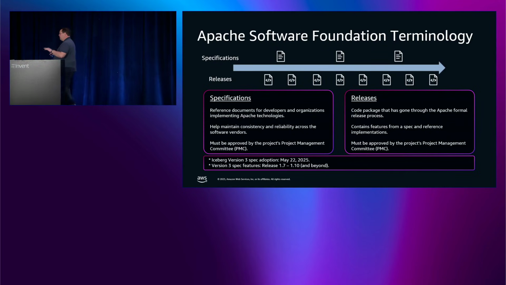So why is this important? A lot of people heard a lot of marketing buzz, a lot of talk about the Iceberg V3 spec being released back in May, and they're like, well, hey, where are my features? Why can't I go use feature X, Y, and Z that I heard someone talk about in the Iceberg V3 spec? So since the 1.7 release all the way up to the 1.10 release, this is where we're seeing the community start to implement those features that were ratified in the spec.